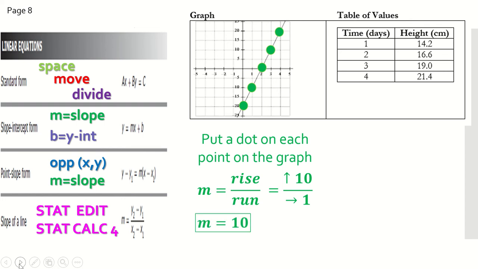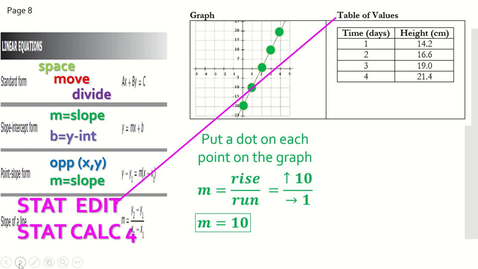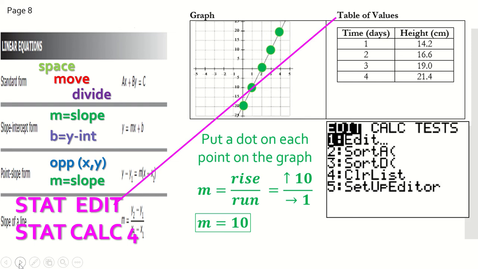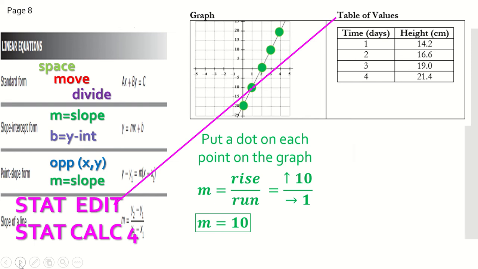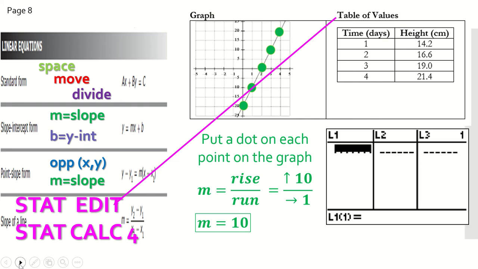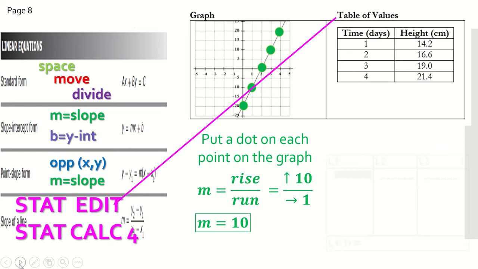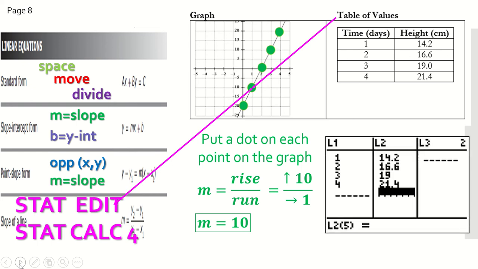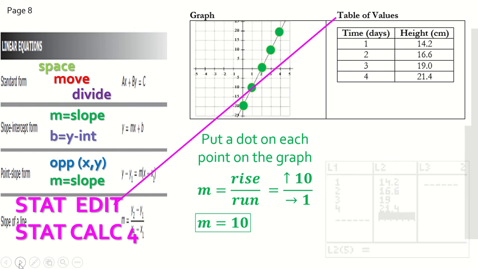For a table of values, we would do change in y over change in x. So here we would do our stat edit, stat calc 4. We would put these x, y values into a table and run a linear regression. So stat number 1 is step 1. Enter your x values into L1, which in this case is time in days. L2 would be the height in centimeters, or our y values.